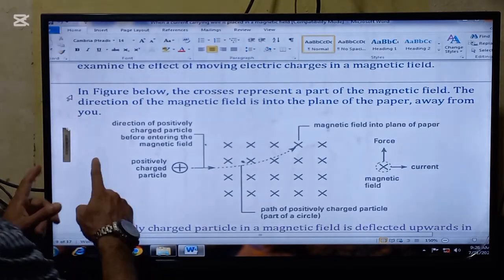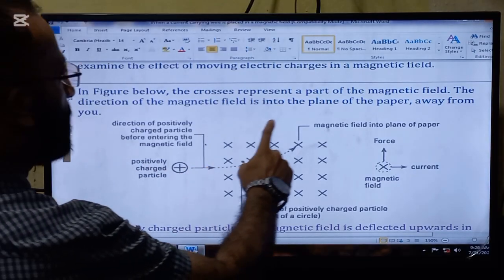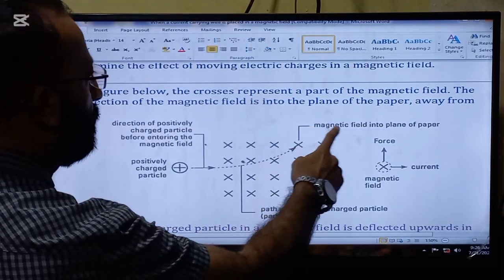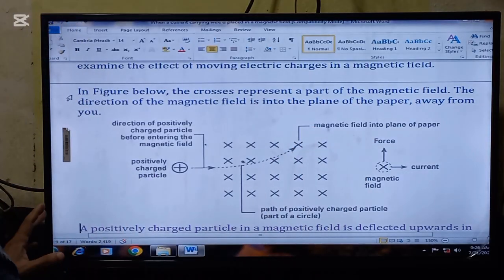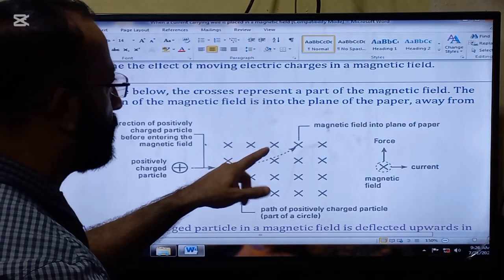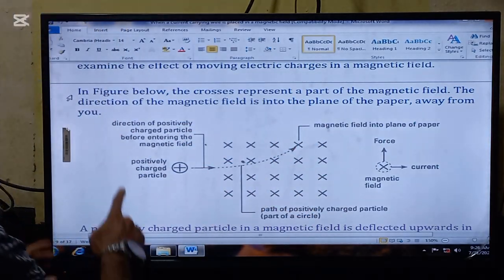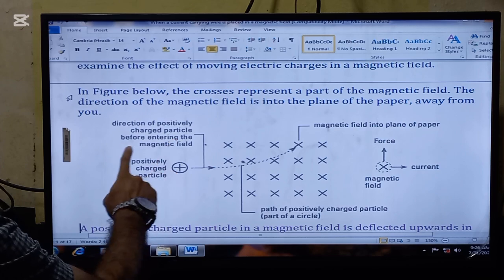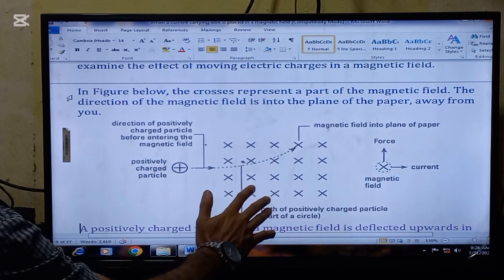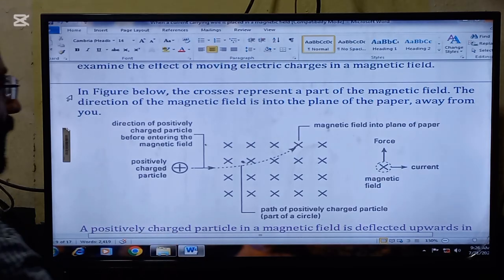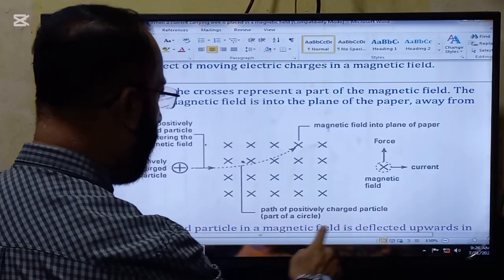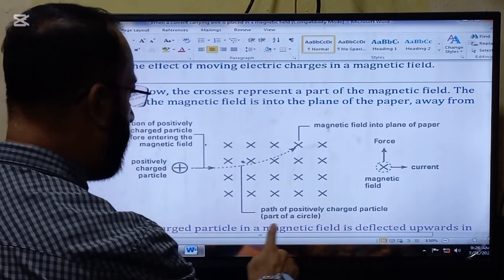Look now at the figure below. The crosses represent part of the magnetic field. The direction of the magnetic field is into the plane of the paper, away from you. This is the point to be noted, that the magnetic field is into the paper, away from you. Here is the direction of the positively charged particle before entering the magnetic field. This is the positively charged particle, and this is the magnetic field into the plane of the paper, and the path of the positively charged particle is part of a circle.